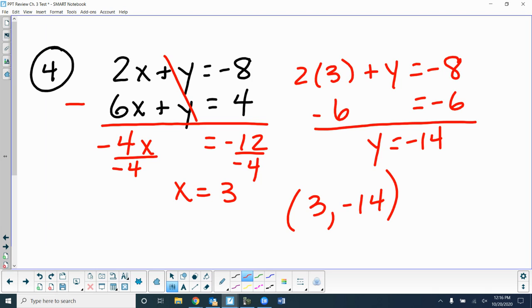Questions? Usually what mistakes happen is we forget a negative, we copy it down wrong, or we're getting sloppy and we turn a y into an x as we're working through it, or an x into a y. Okay?